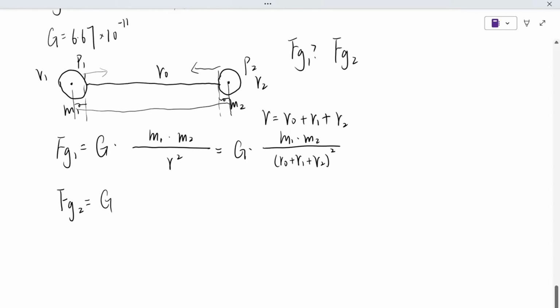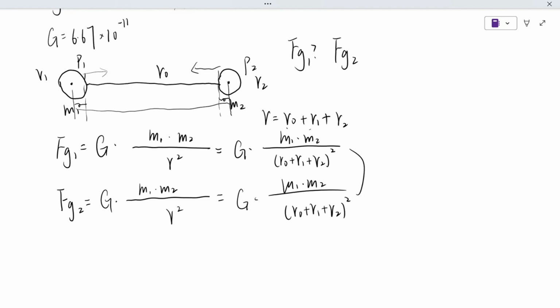Fg2 is equal to G, which is constant and will never change, times m1 times m2 over r squared. The r is still the distance between the center of mass, which we already figured out is r naught plus r1 plus r2, which we can write down: G times m1 times m2 over r naught plus r1 plus r2, squared. Oh, they're actually equal, which means, yeah, this is a pair of action and reaction force.